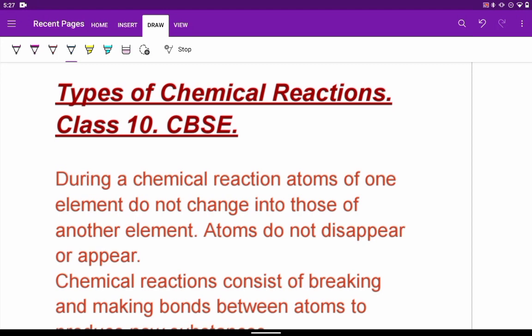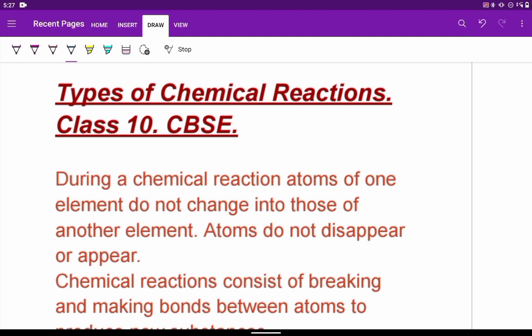Today we will again study chemical reactions, which is related to the syllabus of class 10 CBSE. Now see, today we will be dealing with the types of chemical reactions, but before going to that, let us see what actually happens during a chemical reaction.